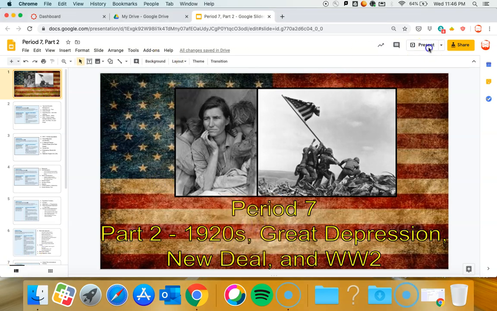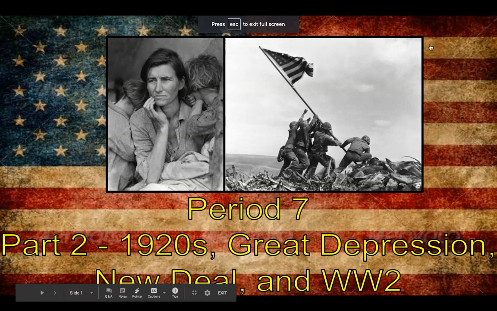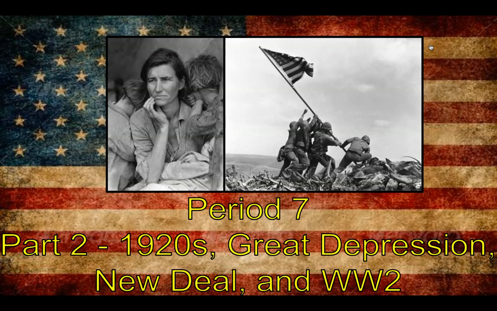All right, guys, let's get into period 7, part 2, looking at the 1920s, the Great Depression, the New Deal, and World War II. We had left off with part 1 as the United States was coming out of World War I, looking to, as Warren Harding put it, return to normalcy as a way of returning to a pro-business, more isolated foreign policy government that was limited and not as progressive as before.